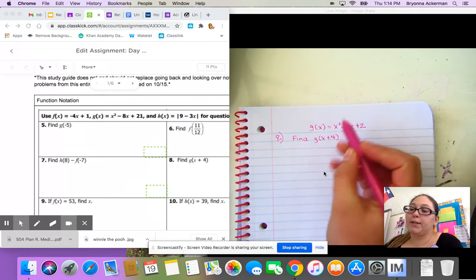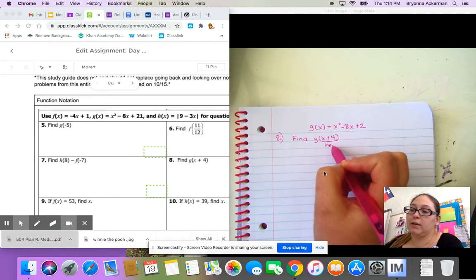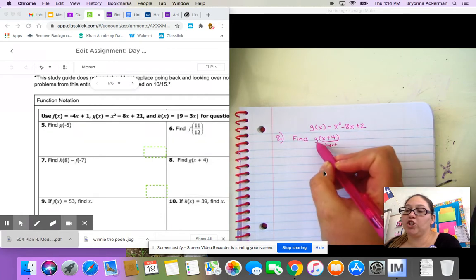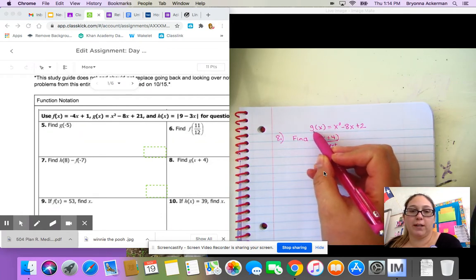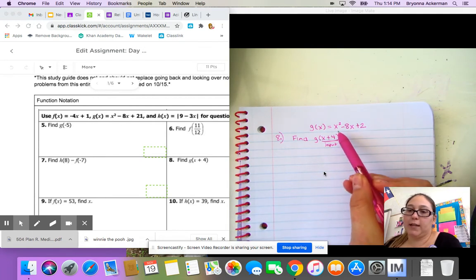Number 8 says to find g of x plus 4. Remember, when something's inside the parenthesis like this, inside the g, that means to input this for x. Since it's the g function, we're going to use the g function that was given on the review, which was x squared minus 8x plus 2.